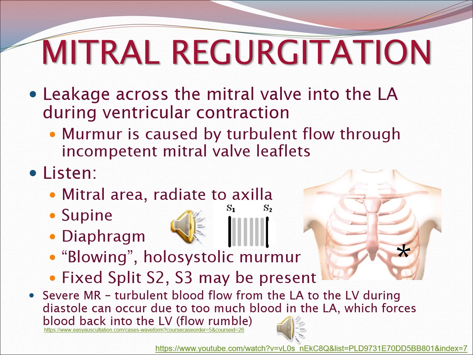Severe mitral regurgitation, or turbulent blood flow from the left atrium to the left ventricle during diastole, can occur due to too much blood in the left atrium, which forces blood back into the left ventricle, creating a flow rumble.